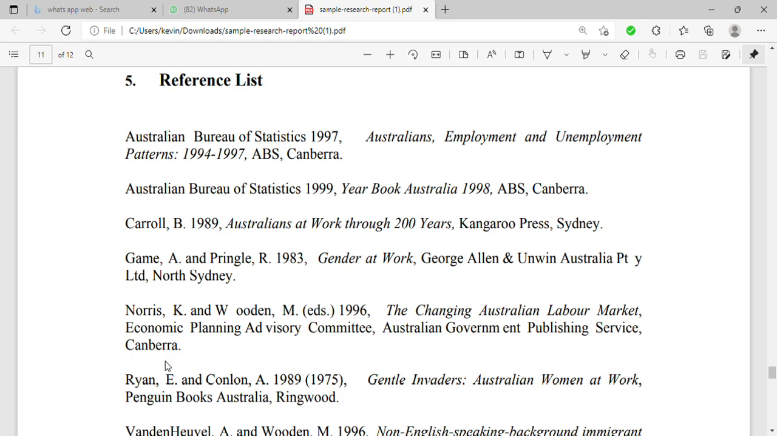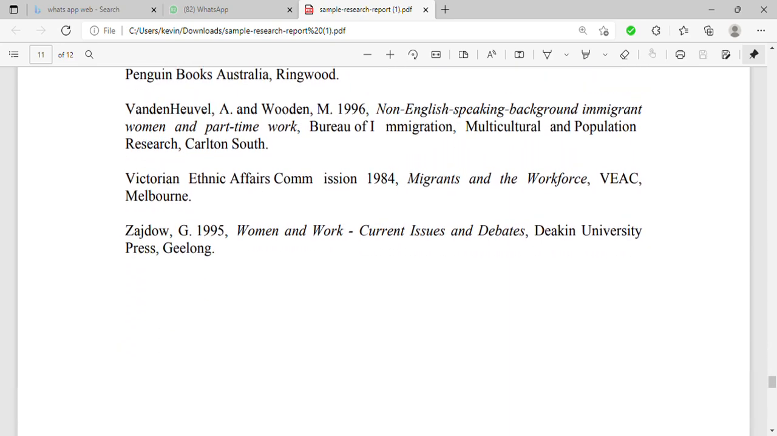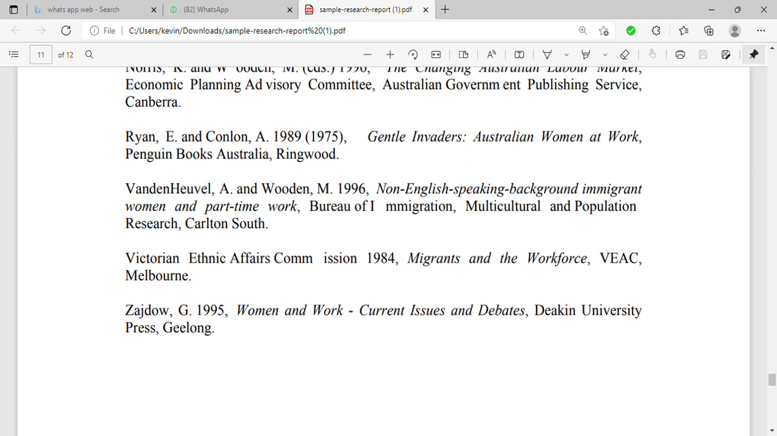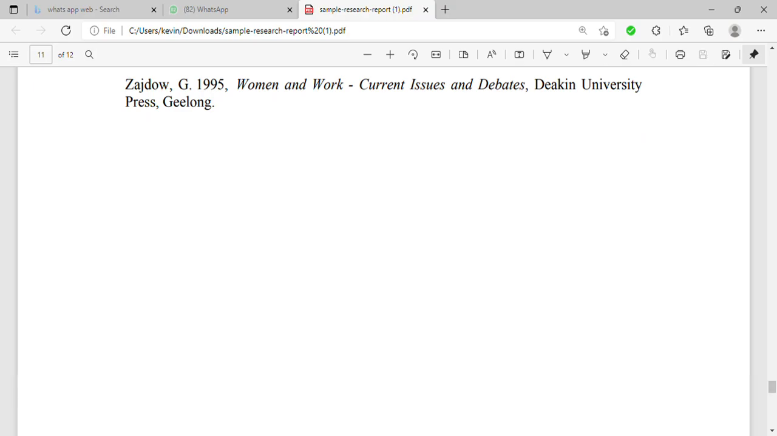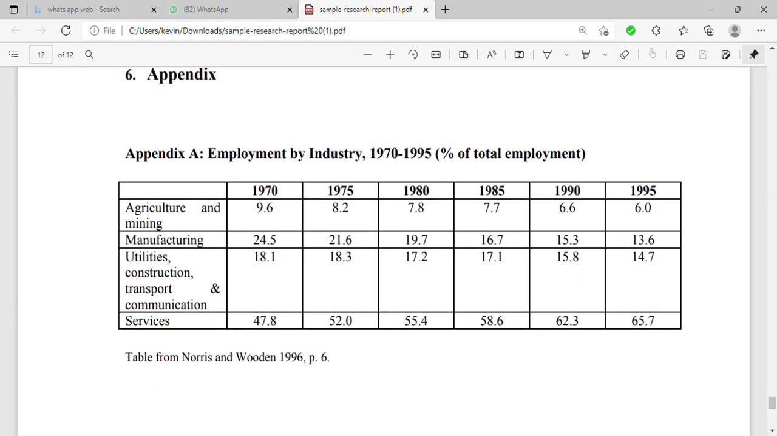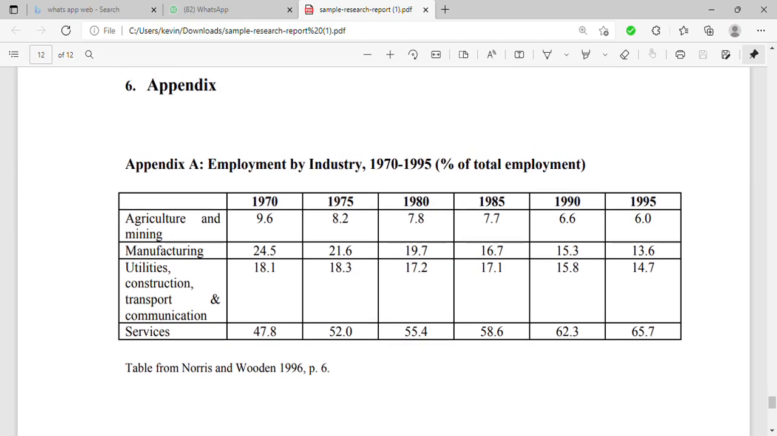Then we said we also write appendices. Appendices refers to the relevant attachments to the research report. So the attachment to the research report is the employment by industry 1970 to 1999, percentage of the total employment. So this is what was attached to the report.